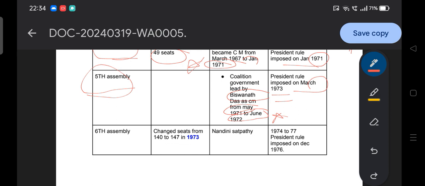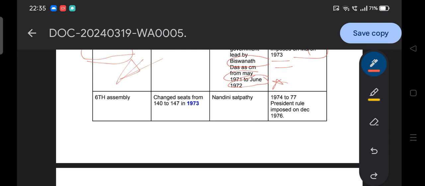Also they can ask a question like: Biswanath Das became the Chief Minister of which term of assembly? So you have to remember: fifth. This is also possible, because the examiner will also want to make the question tricky here and there. So you have to remember these things.